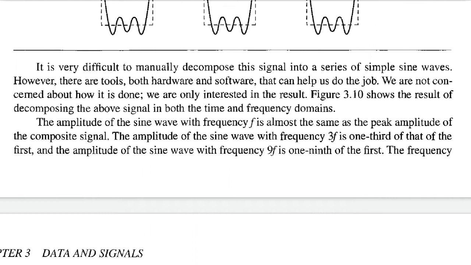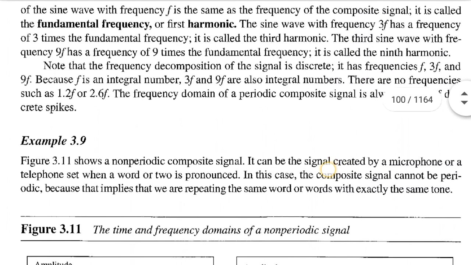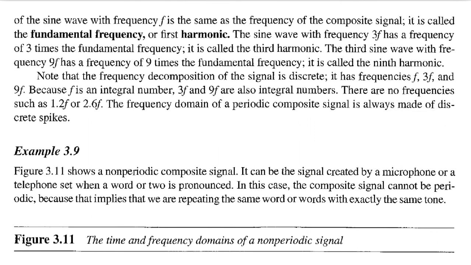The amplitude of the sine wave with frequency f is almost the same as the peak amplitude of the composite signal. The amplitude of the sine wave with frequency 3f is one-third of that of the first, and the amplitude of the sine wave with frequency 9f is one-ninth of the first. The frequency of the sine wave with frequency f is the same as the frequency of the composite signal.